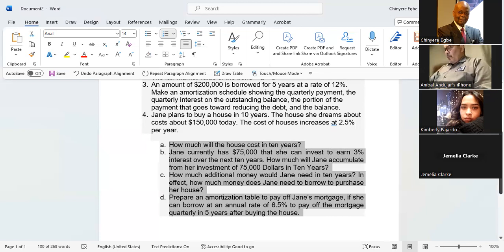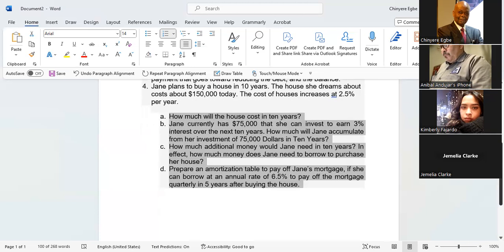So when you eventually borrow money, how much money are you going to be paying per month in order to pay off your mortgage? If you're going to borrow the money, and it says you're going to pay off the mortgage quarterly in 5 years. Well, I don't know whoever pays off a mortgage in 5 years. You must have a lot of money. But we're going to use 5 years.